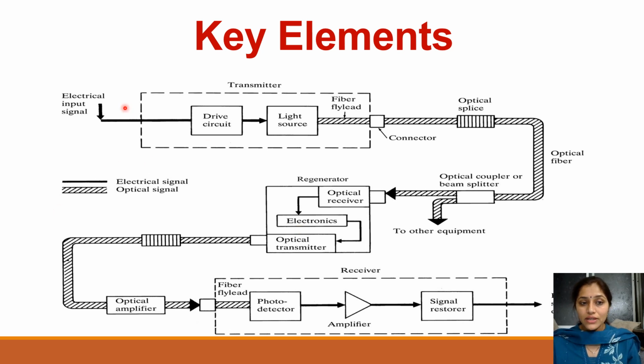See, all our devices work on electrical signal, our mobile phone, our computer, our laptops, any device. So, input signal is electrical signal. Then our transmitter comes. We are applying our signal to transmitter. Transmitter here is a light source because we are sending our information on light.